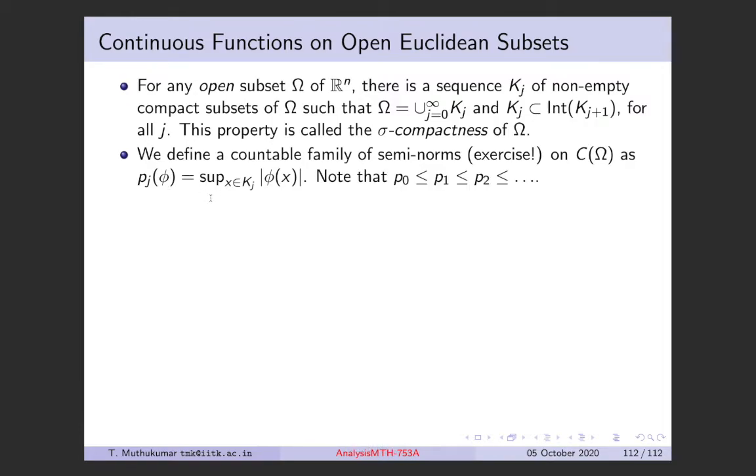By definition, you notice that P0 is less than or equal to P1, because P1 is the supremum over K1 and P2 the supremum over K2, and K1 is contained in K2, K2 is contained in K3, and so on. So the supremum you are taking is over a bigger set each time. Supremum over K0 is smaller than the supremum over K1, and so on. So you have this inequality for these semi-norms for any phi.